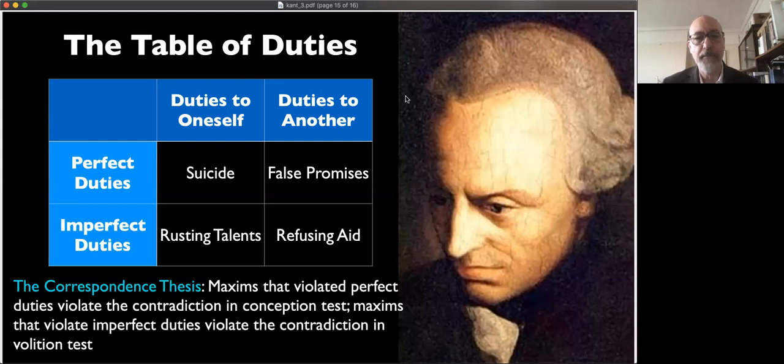So on the prohibition of rusting talents, right? You don't have to drop tools and develop your capacities right this instant, right? At least if that conflicts with some other requirement on your duty. So that's the way it admits of exceptions due to inclination, right? It really comes down to what are the objects of these duties. The objects of perfect duties are actions, they're requirements that you either perform or don't perform a certain action. The requirements of imperfect duties are that you adopt certain ends, and whether you act specifically towards that end, well, that depends on what other ends you may have adopted, okay?